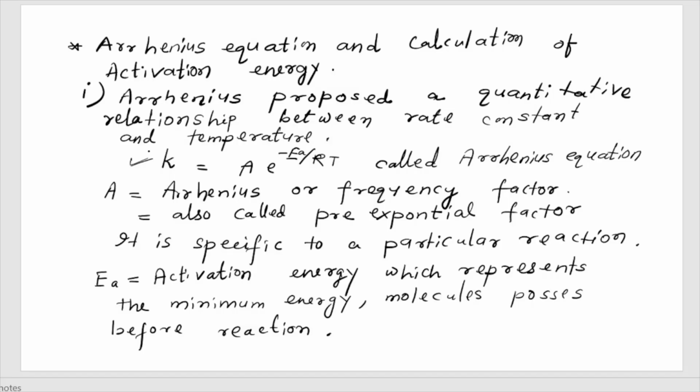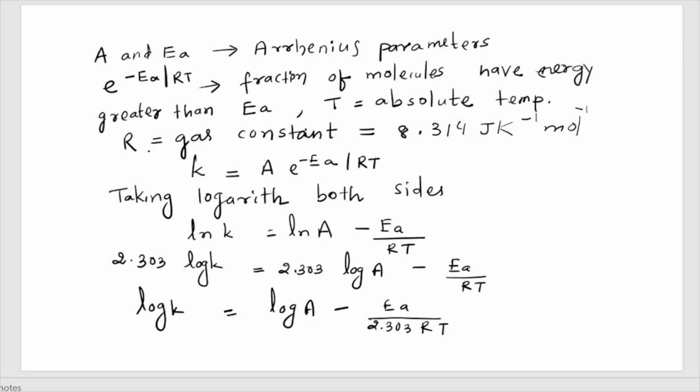EA is the activation energy, which represents the minimum energy a molecule must possess before the reaction. Activation energy is the minimum energy when the reaction has not started, at the time before the reaction. Then A and EA are the Arrhenius parameters, because the scientist Arrhenius told about A and EA.